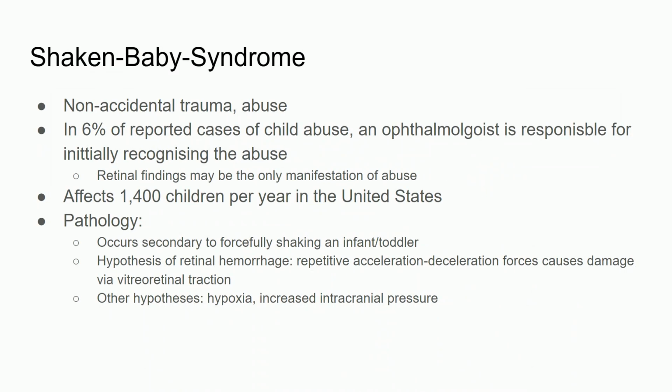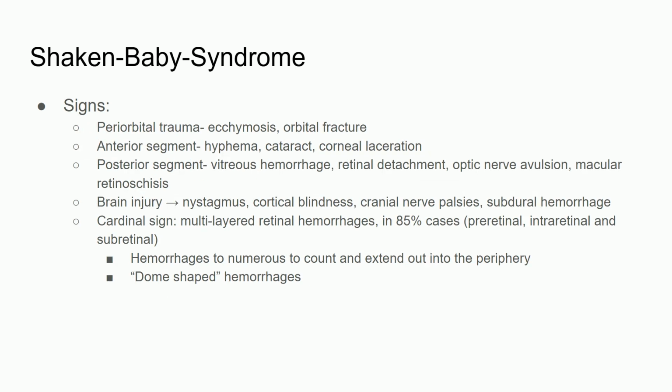Last one, shaken baby syndrome. This is non-accidental trauma or abuse. In about 6% of reported cases of child abuse, an ophthalmologist is responsible. It affects about 1,400 children per year. The pathology occurs secondary to forceful shaking of an infant or toddler. They think the retinal hemorrhages occur from rapid acceleration, deceleration forces that cause damage via vitreoretinal traction. Other hypotheses: hypoxia, increased intracranial pressure.